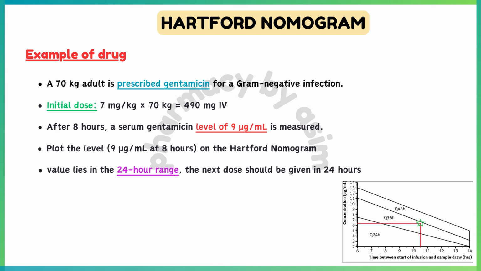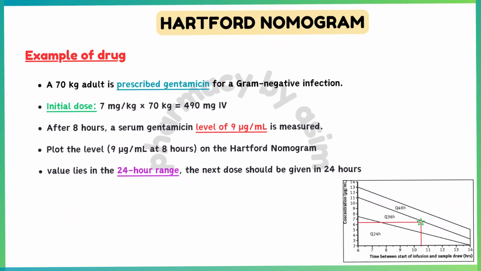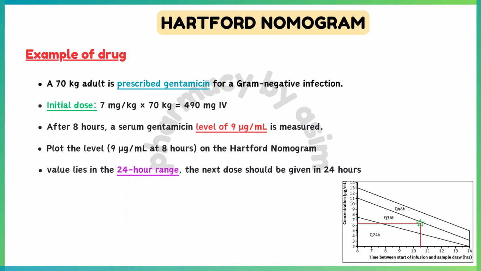A 70 kg adult is prescribed gentamicin for a gram-negative infection. The dose administered is 7 mg per kg multiplied by 70 kg, which is equal to 490 mg intravenously as a single dose. After 8 hours, a serum gentamicin level of 9 microgram per ml is measured. Plot the level, 9 microgram per ml, at 8 hours on the Hartford Nomogram.